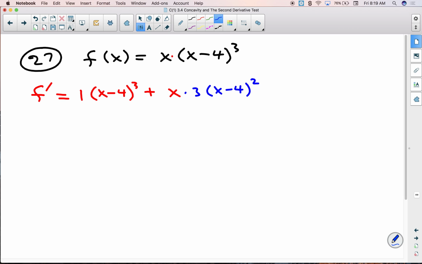All right, what's u prime here? What's the du dx? 1. Good. I just want to make sure that you see that. Okay. This is a polynomial equation, so we don't have to be concerned about where it's 0 or where it's undefined.